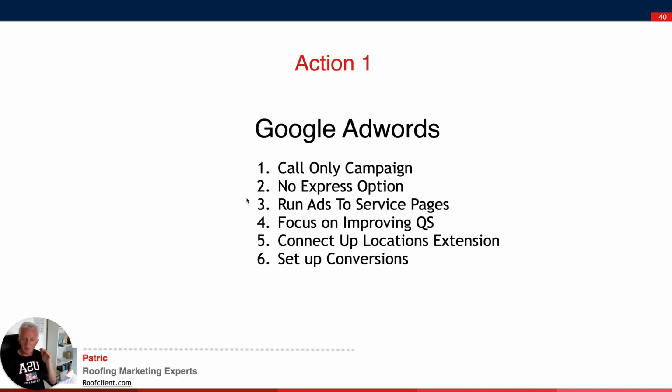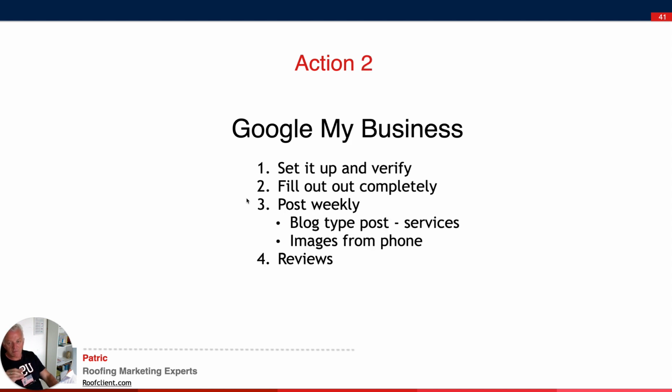You want to connect up your location pages. So if you want to target, say, suburbs of an area, you want to have a page ranking for those suburbs, and you want to run the ads to those suburb pages as well. And you also want to set up your conversions. This tracks which ads are converting and which keywords are converting. If you can't trace that, it's going to be difficult to know what's actually working for you.